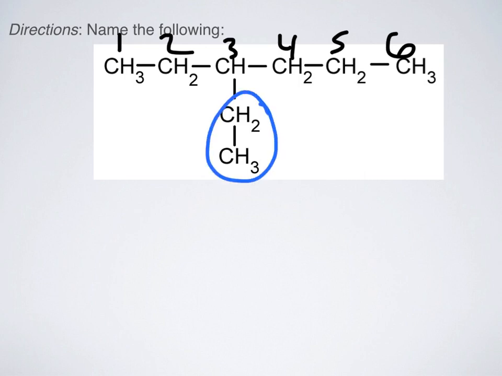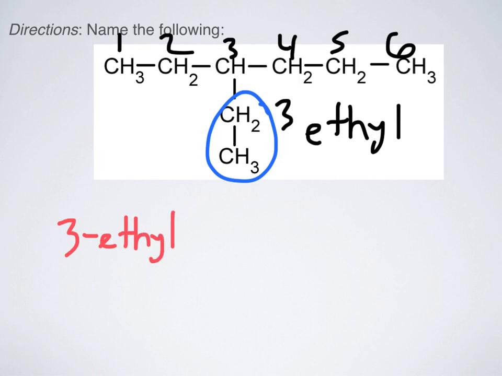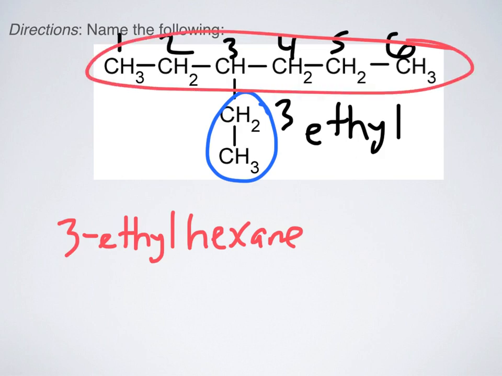And then I circle my side chain. Now, what side chain is this? This is an ethyl group, okay, and it is at carbon 3. So I need to write this down. So I would have 3-ethyl, because that's my side chain, and then hexane, again, because I have 6 carbons in a row up here at the top.